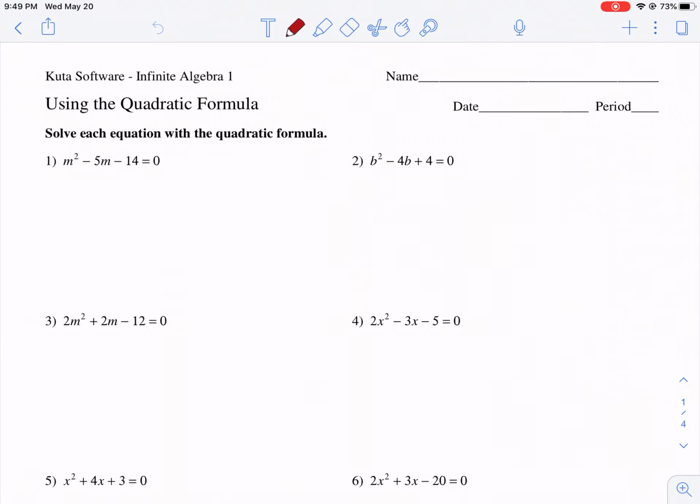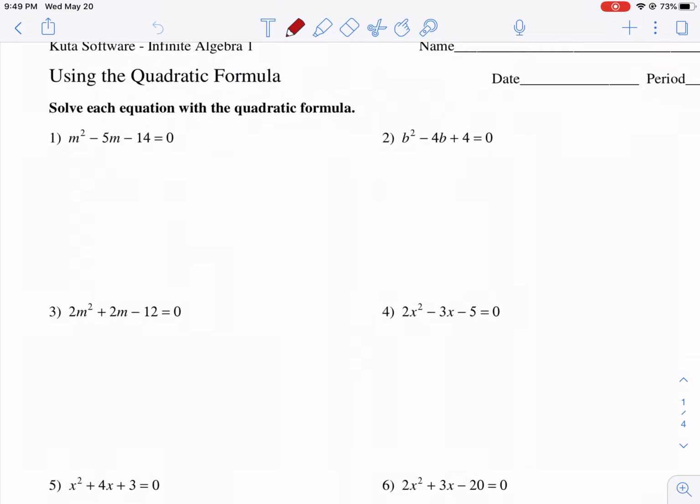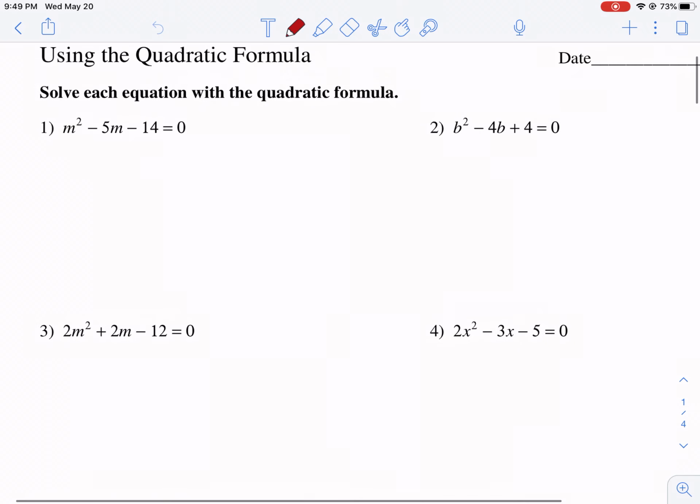Today we're doing a Kuta Software worksheet tutorial on the most hated topic in algebra, which is the quadratic formula. Students don't like it. Teachers don't like it. But here we are. We're trying to learn it. So let's go ahead and get started.